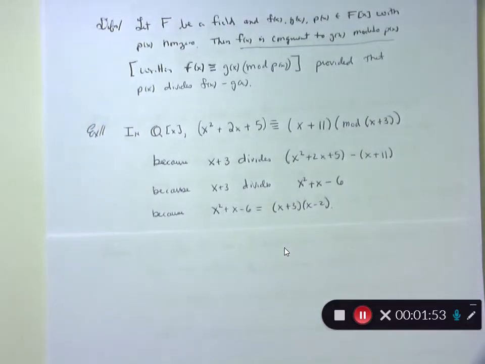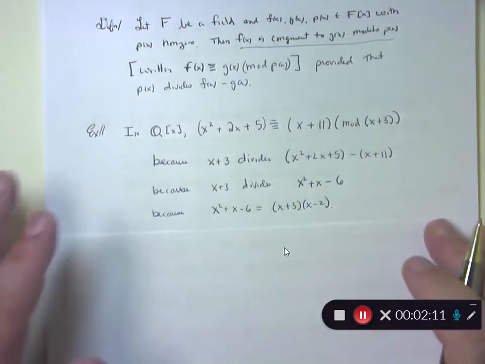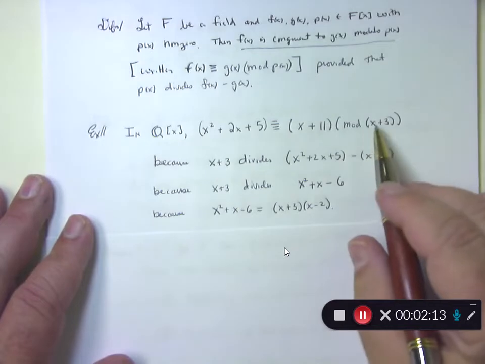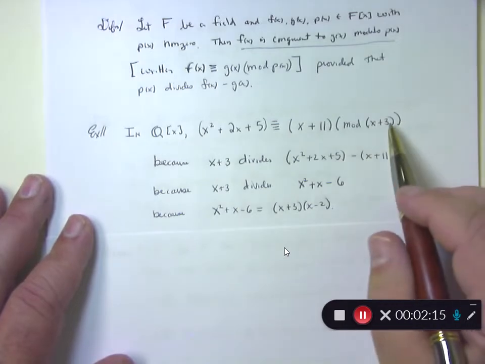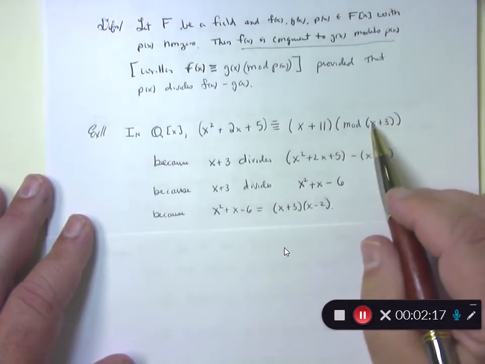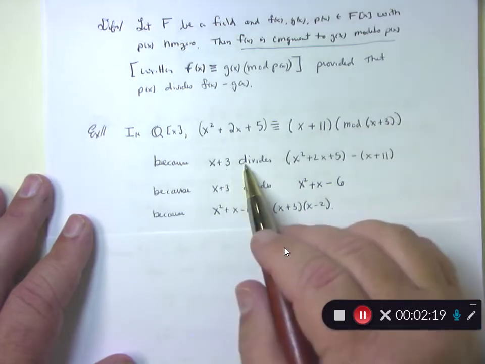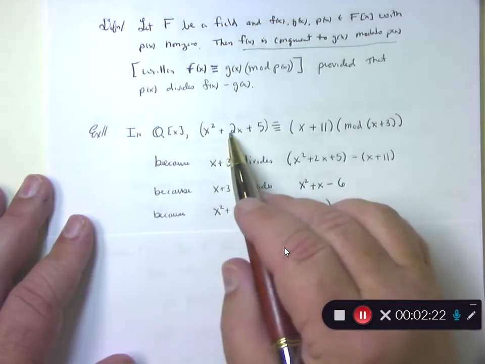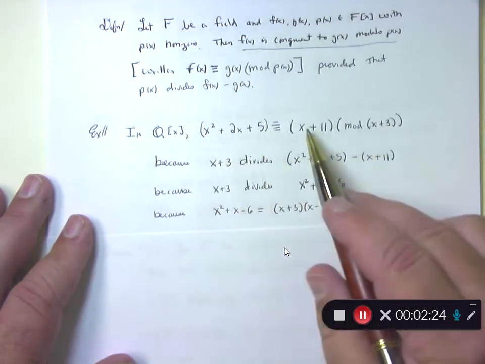In Q adjoint X, remember Q was the symbol for rational numbers, fractions, that's a field. In Q adjoint X, x squared plus 2x plus 5 is congruent to x plus 11 mod x plus 3. Why? Well, let's walk this out as a proof. What's the definition of congruence modulo x plus 3? This means that x plus 3 has to divide x squared plus 2x plus 5 minus (x plus 11).